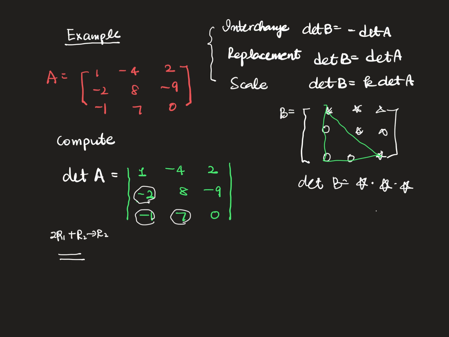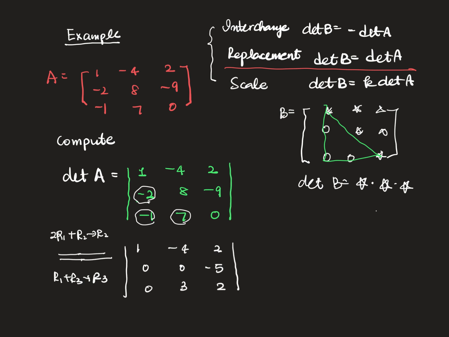Replacement doesn't change the determinant, okay? So that's why I put equal. Another one here, bottom: R1 plus R3 goes to R3. Still, this is replacement. Determinant doesn't change. So after this operation, you have 1, -4 and 2, 0, 0, -5, here 0, 3, 2. Guys, make sense? Replacement doesn't change.